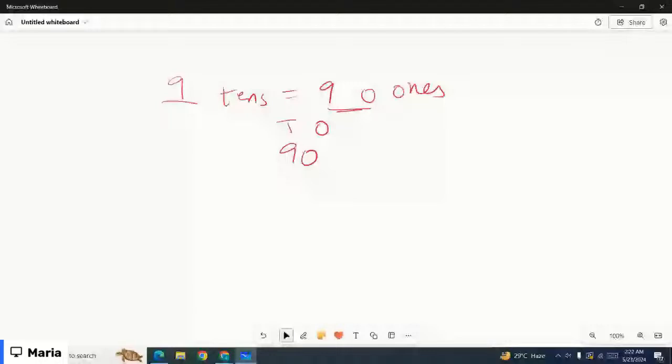The next example is 6 tens equal how many ones? Which is the correct option? The correct option is 60 ones. The correct option is 60 ones, right?